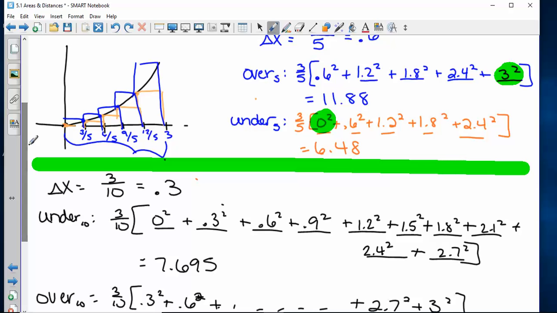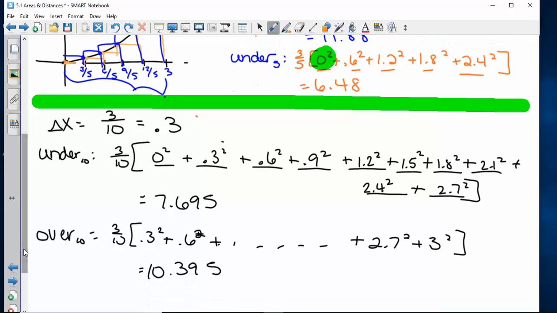You notice if you looked at with 5 rectangles, we had 11.88, 6.48. The true answer was somewhere in that window. When I went to 10 rectangles, my window got smaller. My underestimate got a little bigger, my overestimate got a little smaller, so now I know it's somewhere between these two. If you wanted to give me a good guess of the two, you could average them, add it up, divide by 2, and that would give you a ballpark figure, not exact, but it would give you a good idea of what the true area was. Questions on that?